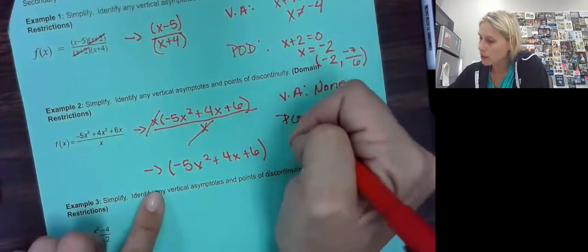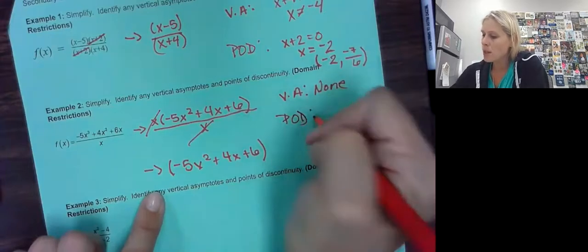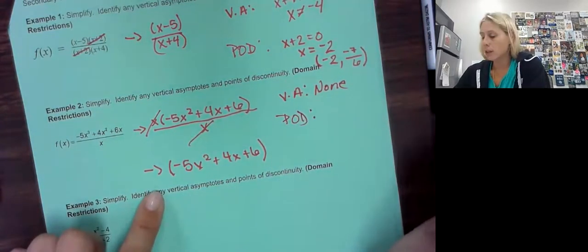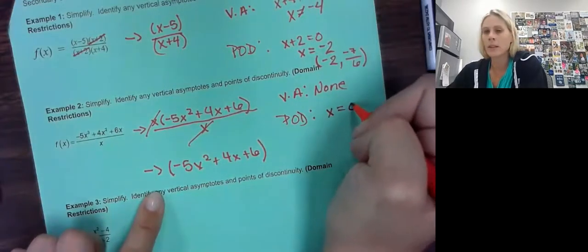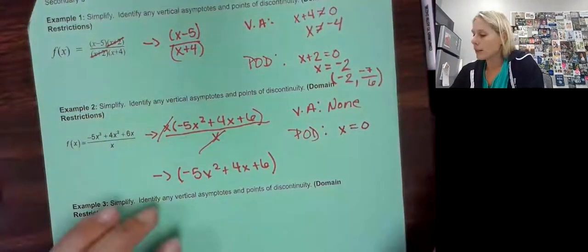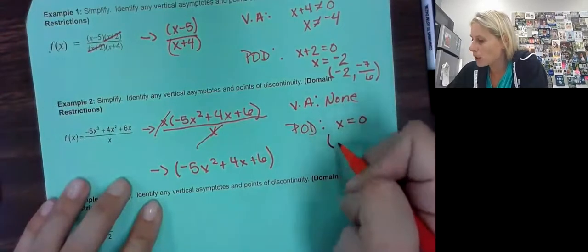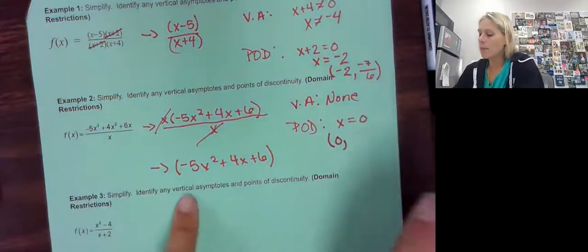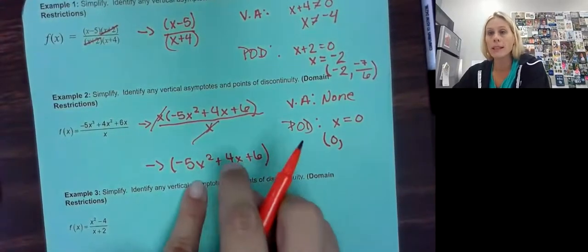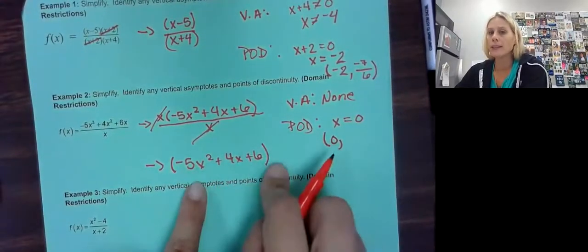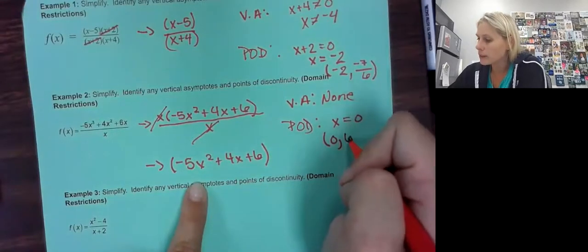Point of discontinuity comes from what we crossed off. Well, set what we crossed off, which is x, equal to 0. That's great. We don't have to solve anymore, right? But we do have to put it in a coordinate pair. And remember, how do we find that y value again? We plug it into the simplified. So when you plug in 0 to that, you get 6.